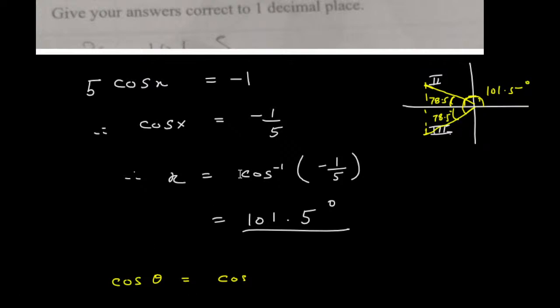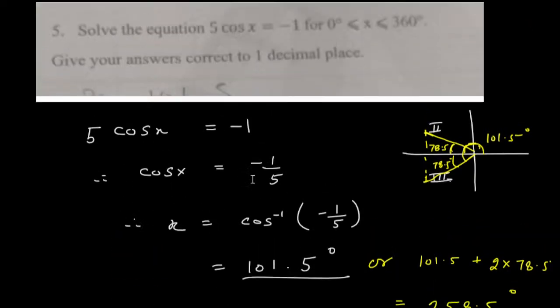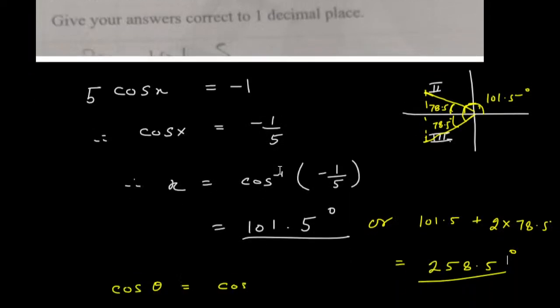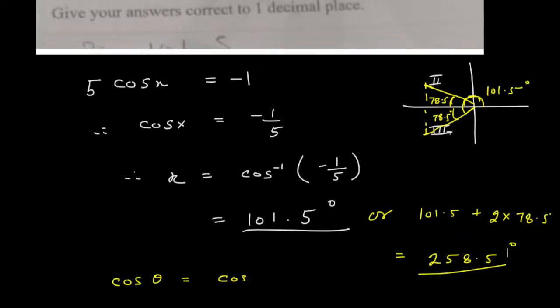So your x is 101.5, or it is 101.5 plus 2 times 78.5, so it is 258.5. Both these angles are between 0 and 360 degrees. So this is your answer, 101.5 and 258.5.